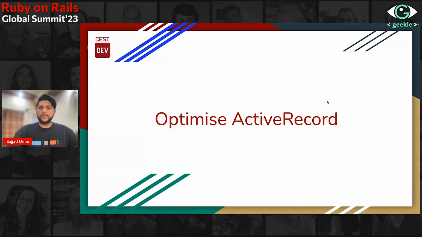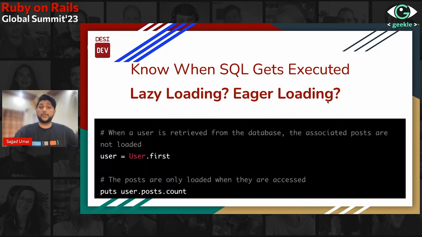In order to do that, it is very important to know when a query is actually executed. For example, in Rails, a query can be executed lazily, or you can load data eagerly. If you try to load a user from the database, it won't load any of its associated records, as you can see on your screen. But when you try to access the association, it will only load the association at that particular point in time. So knowing when a query will be executed will help you write them well.